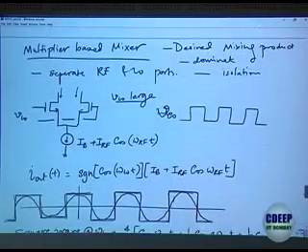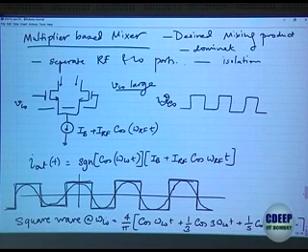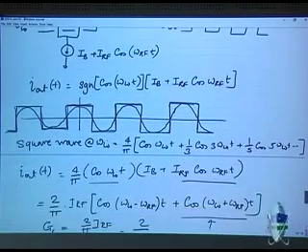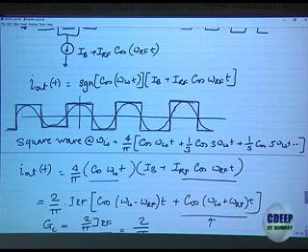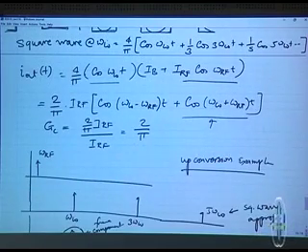And then we looked at the multiplier based mixer. We just looked at one diff pair, and the current at the bottom is IB plus IRF cos omega RF t. And then we did this sine of cos omega LO t, that is equivalent to 4 over pi cos omega LO t, right? And then we just looked at the relevant term, which is LO minus RF and LO plus RF, right? So that is 2 over pi.